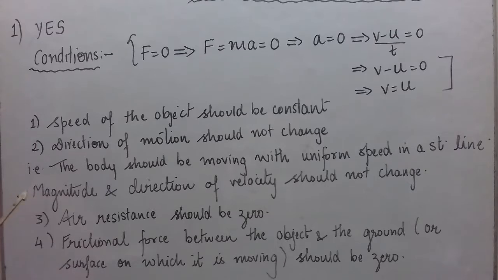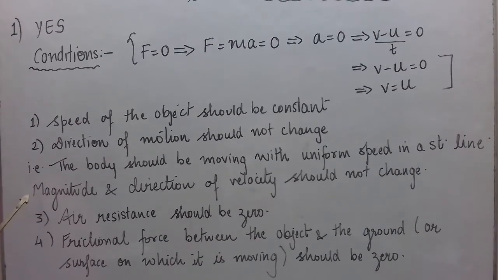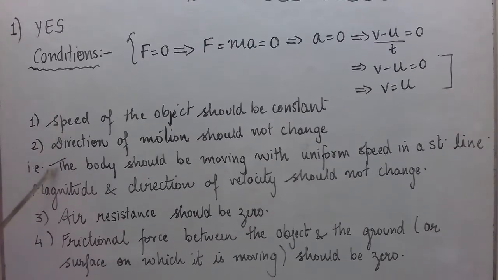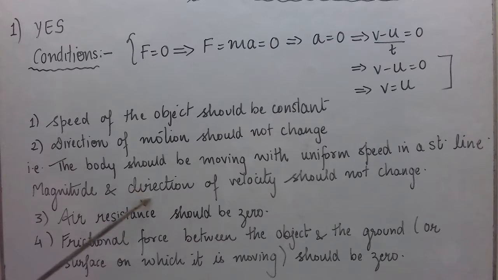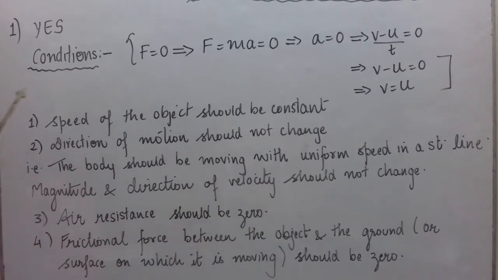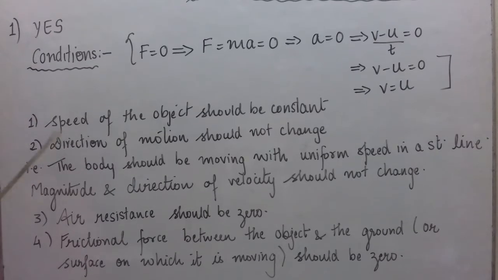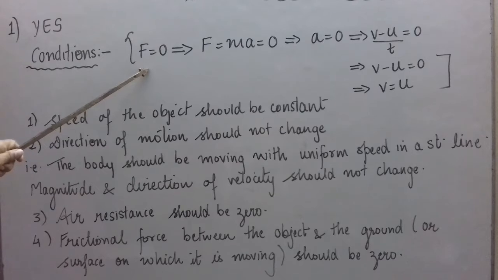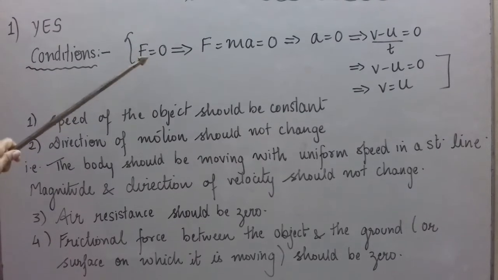But how have they asked the question? They have asked what will be the condition of the magnitude and direction of velocity. Here, indirectly this means that the magnitude and direction of velocity should not change. Okay, so I have proved these conditions here mathematically also. No need to write it in the answer, but this is just for your understanding.